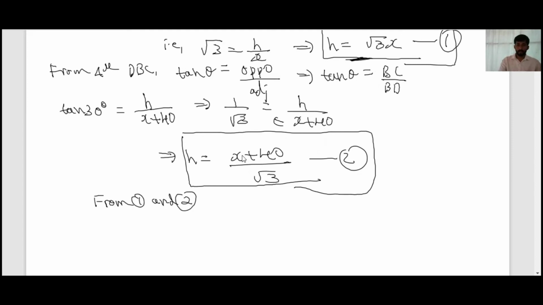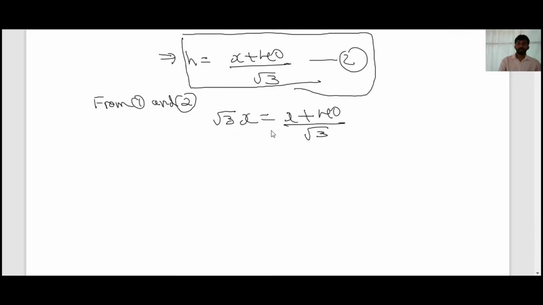First substitute h value, root 3x is equal to x plus 40 divided by root 3. Okay. Hoping that you're clear with this equation. You're just substituting the h value. h is always equal to h. One h value is root 3x. Another h value is x plus 40 divided by root 3. Now simplify. Cross multiply. What will you get?